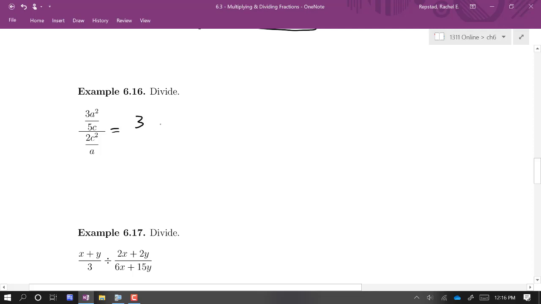So we have 3a squared over 5c times, and then I'm going to flip the second fraction over, a over 2c squared. In this case, nothing cancels, right? So we're just going to retain all of our factors. When we multiply, we get 3a cubed over 10c cubed.